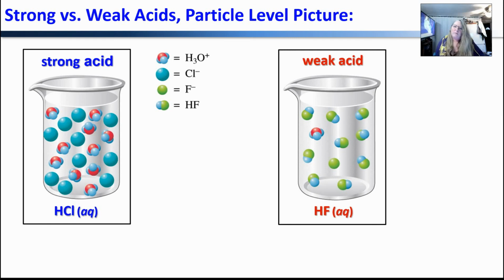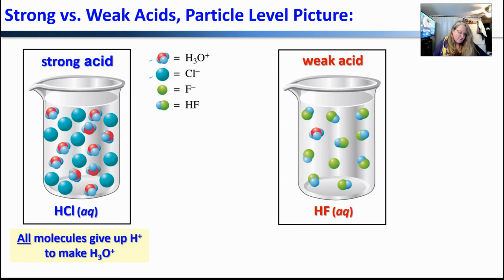If I look at it in terms of a picture depiction of what's going on, I can see my chlorine ions are these guys, and here's my hydronium. So if I put HCl in a beaker, that's what I have going on here. I have a whole bunch of hydronium ions. And in fact, in this picture, I don't see anything that is an HCl. I just see my chlorine ions and my hydronium ions. So that means that all of my molecules are giving up a hydrogen, right? An H+.